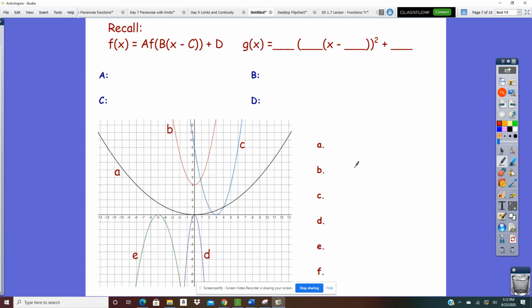All right, so here's a bunch of graphs. Remember the A value, and then you've got the B value, and you have a C value and a D value. All right, what did the A value represent? The one all the way up front is going to be your vertical stretch or shrink.